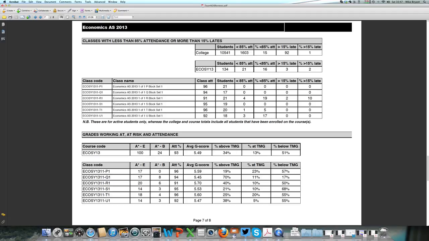Now the course team will already know and be discussing who those students are and the actions being taken to support them and the follow-up to their attendance.